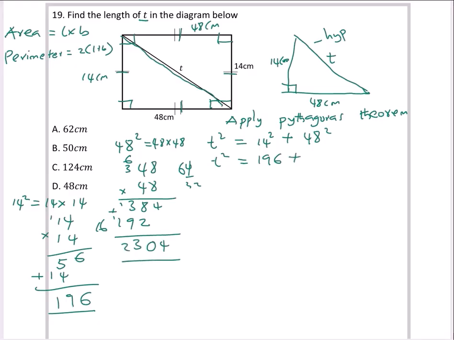So this is plus 2304. Let's add these two values together. So 2304 plus 196. Let's add them up. So this is 10. That's 0 carry 1. 1 plus 0 is 1, because they're not multiplying. 1 plus 0 is 1. 1 plus 9 is 10, so 0 carry 1. 1 plus 3 is 4. 4 plus 1 is 5. And then we'll have 2. So t squared is equal to 2500.